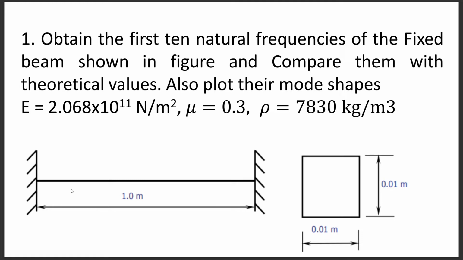You can see the beam, this is fixed at both ends. The length of the beam is 1 meter, and you can see the cross sectional area. It is a square cross section of 1 centimeter by 1 centimeter, that is equal to 0.01 meter by 0.01 meter, right? So without wasting time, let us start our finite element analysis using ANSYS Mechanical APDL.